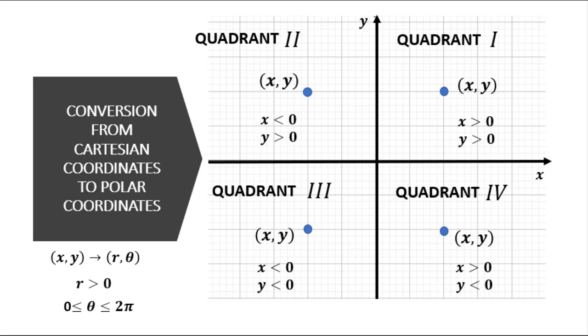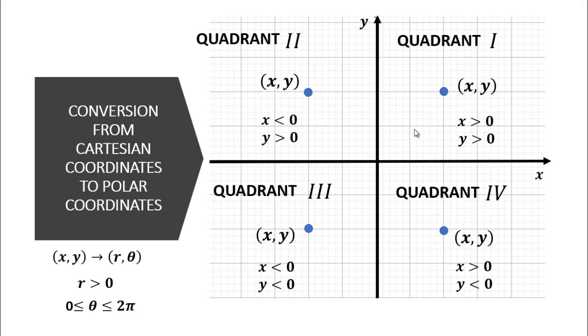In this lecture we are going to talk about how to convert a point from Cartesian coordinates to polar coordinates. So we need to consider four cases. First case, when we have the point in the first quadrant of the Cartesian plane. In this case, x is positive and y is also positive.